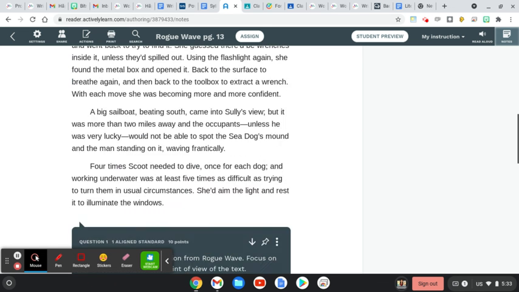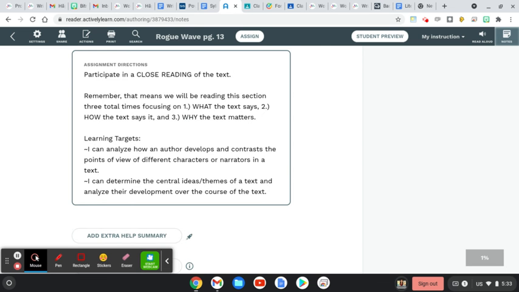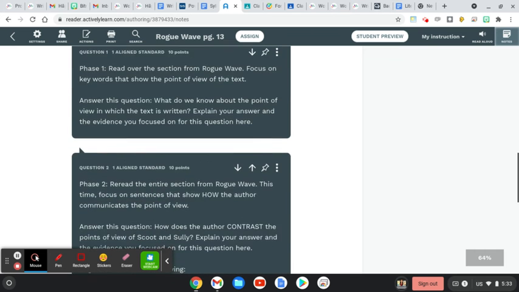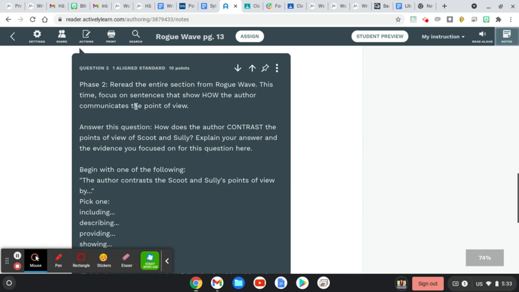For phase 2, as we read, we're going to look at how the text says it. You'll reread this text, and this time you're going to focus on how the author communicates that point of view.